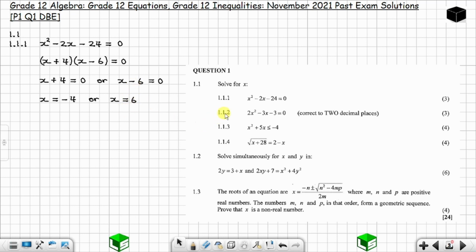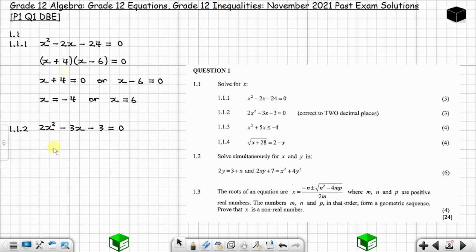Now 1.1.2: you have 2x squared minus 3x minus 3 is equal to 0. This is what we are given. The question is to solve for x correct to two decimal places. When they tell you to get x correct to two decimal places, you know that you cannot factorize this easily into two brackets.